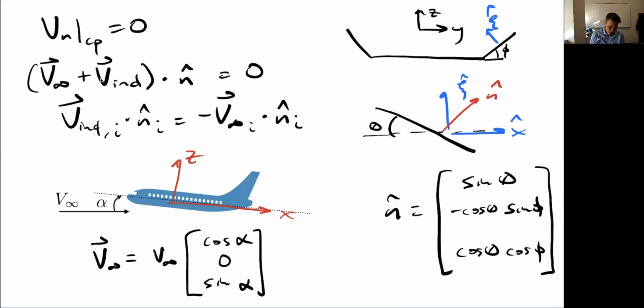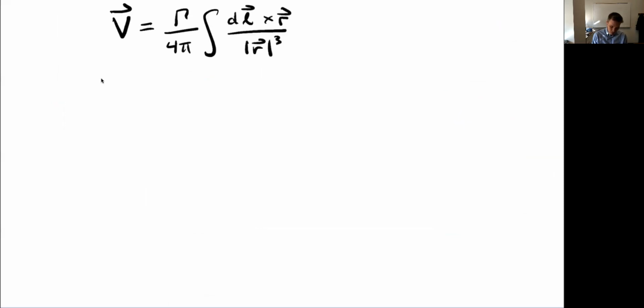The only thing that I don't have, and this is the hard part, is the induced velocity at each horseshoe vortex. I know V infinity, I've got n hat now, those are all fine. But I need to figure out the velocity induced at a single control point from all the other horseshoe vortices. Previously we had seen the Biot-Savart law. This gave me the velocity induced by a vortex segment, a vortex filament, and this was the formula that we saw. It looks something like this.